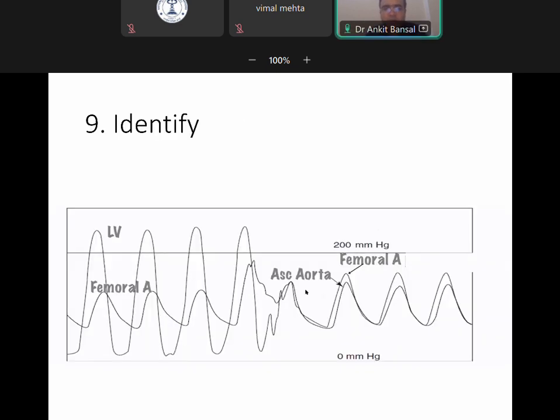So I hope I am clear. This is a simultaneous LV and femoral artery pressure recording, with a clear-cut resting gradient suggestive of LV outflow tract obstruction. When the LV catheter is pulled into the aorta, there is an increase in the femoral aortic pressure, suggestive of a positive Carvallo sign, which is seen in critical aortic stenosis, where the catheter itself is increasing the obstruction of the LV outflow. And when this obstruction is removed, the femoral artery pressure increases.